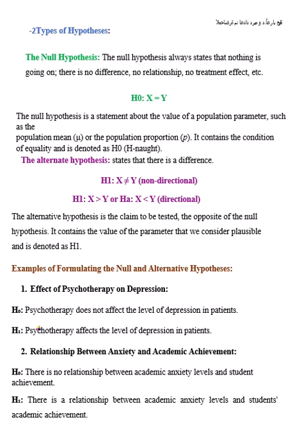Examples of formulating the null and alternative hypotheses. Effect of psychotherapy on depression. H0: Psychotherapy does not affect the level of depression in patients. H1: Psychotherapy affects the level of depression in patients. Relationship between anxiety and academic achievement. H0: There is no relationship between academic anxiety levels and student achievement. H1: There is a relationship between academic anxiety levels and students' academic achievement.